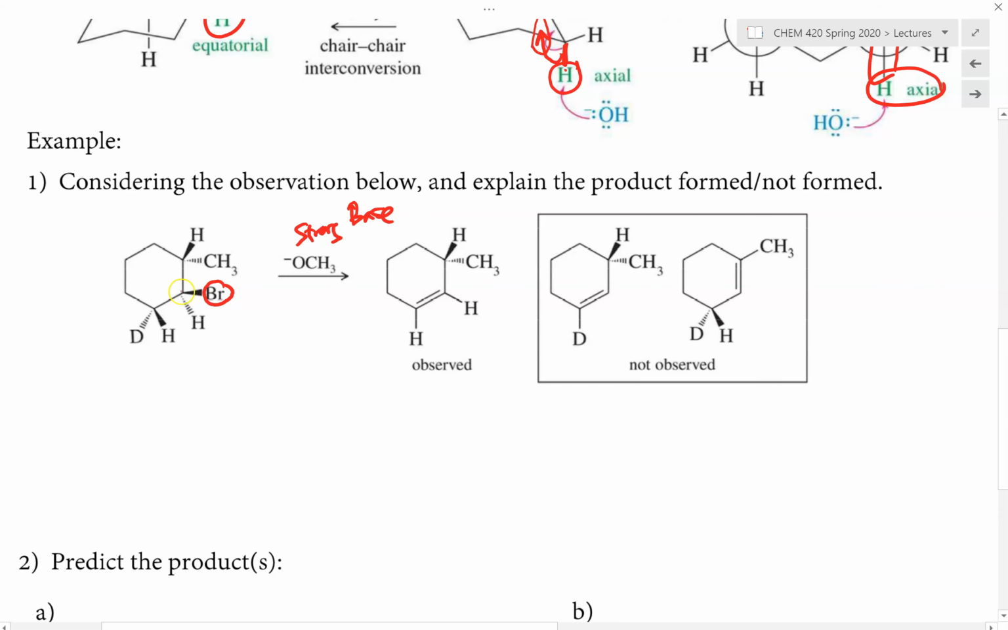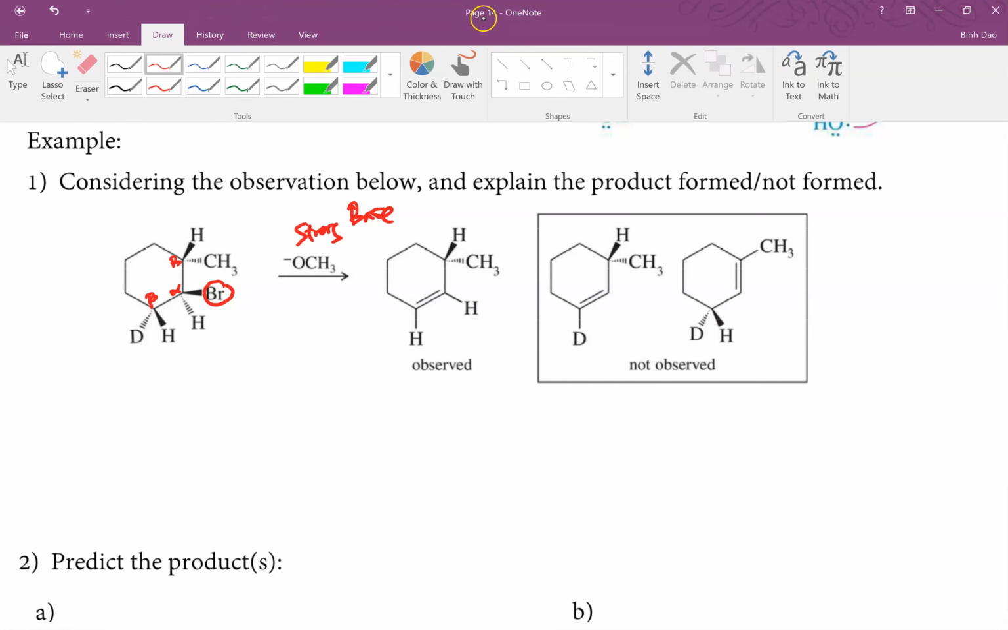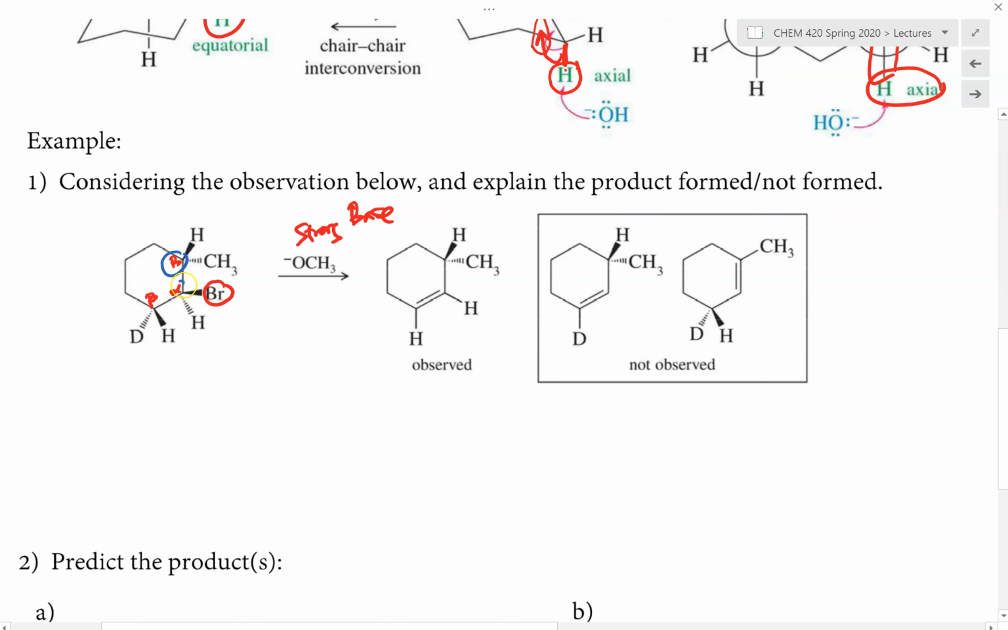However, you can see this is our alpha carbon, this is our beta carbon, and this is our other beta carbon. Now, we do not observe the product where the double bond is formed between this beta carbon and this alpha carbon. So this product right here is not observed. And we also do not observe the product where the double bond is formed between this other beta carbon and this alpha carbon by removal of this hydrogen. We do not observe that either.